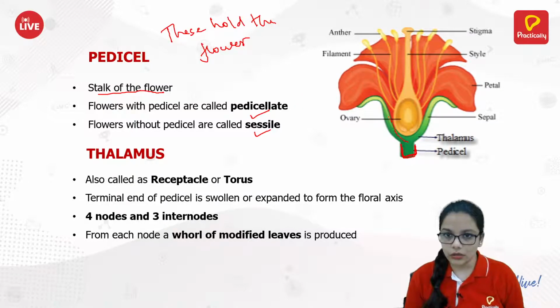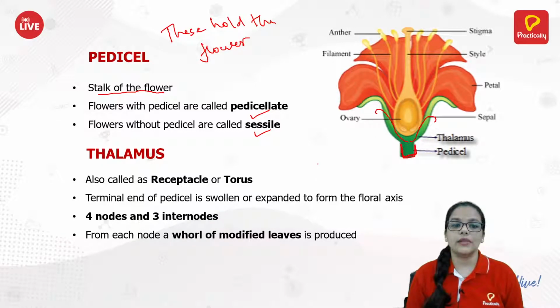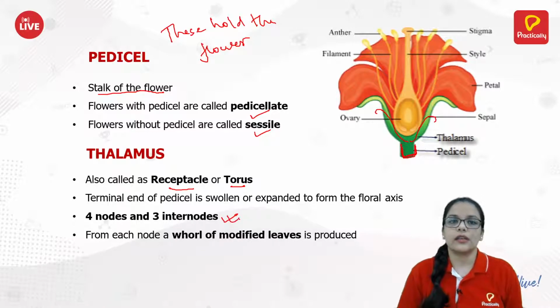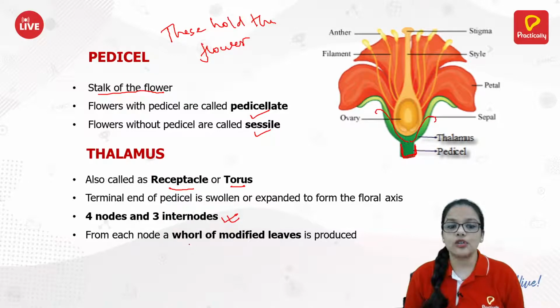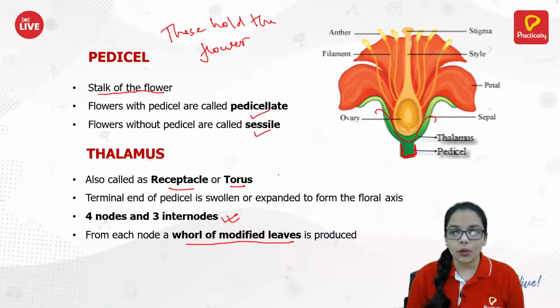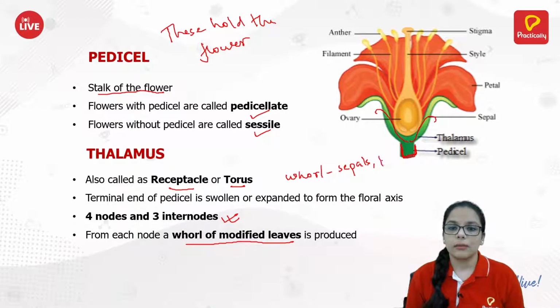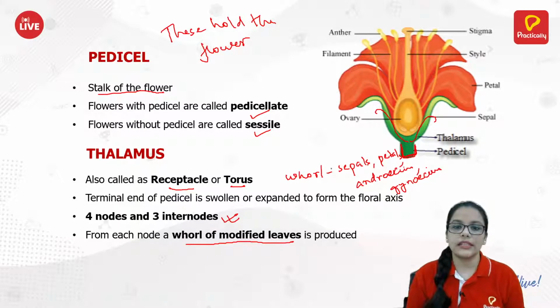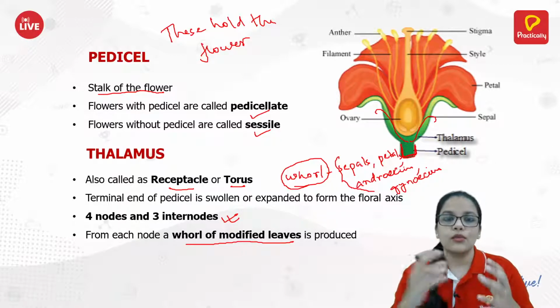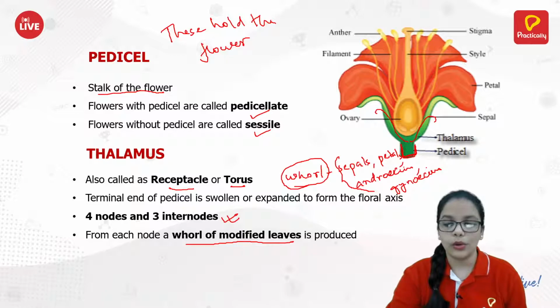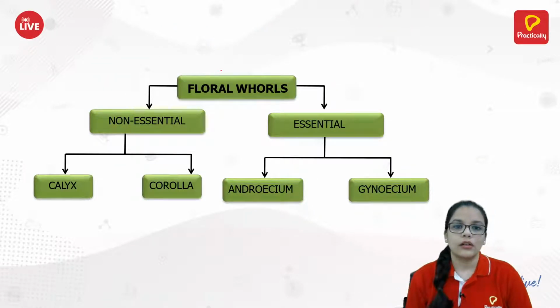Thalamus: whatever extra parts you can find there is known as the thalamus, or receptacle or torus. They have nodes and internodes, and they give rise to the flower. From each node a whorl of modified leaves is produced. What does a whorl mean? A whorl basically means the whole flower: the sepals, the petals, the androecium and the gynoecium. These four parts make the whorls. So as I said, the floral whorls, four parts.